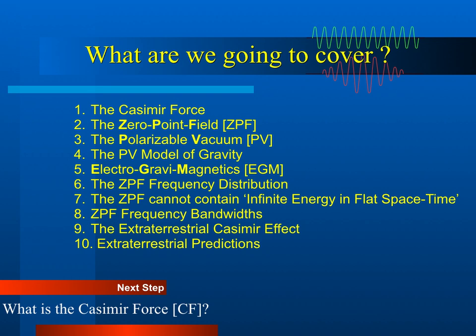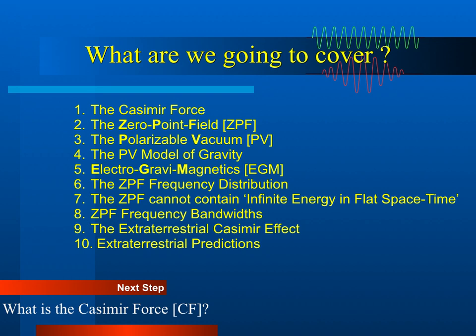Number 10. Extraterrestrial predictions. If the Casimir force varies depending upon the local gravitational environment, what will it be in specific situations? The central theme running through this presentation is that the Casimir force, as historically derived, represents an average cosmological quantity because of the manner in which it was formulated, but we will discuss this in the coming slides.